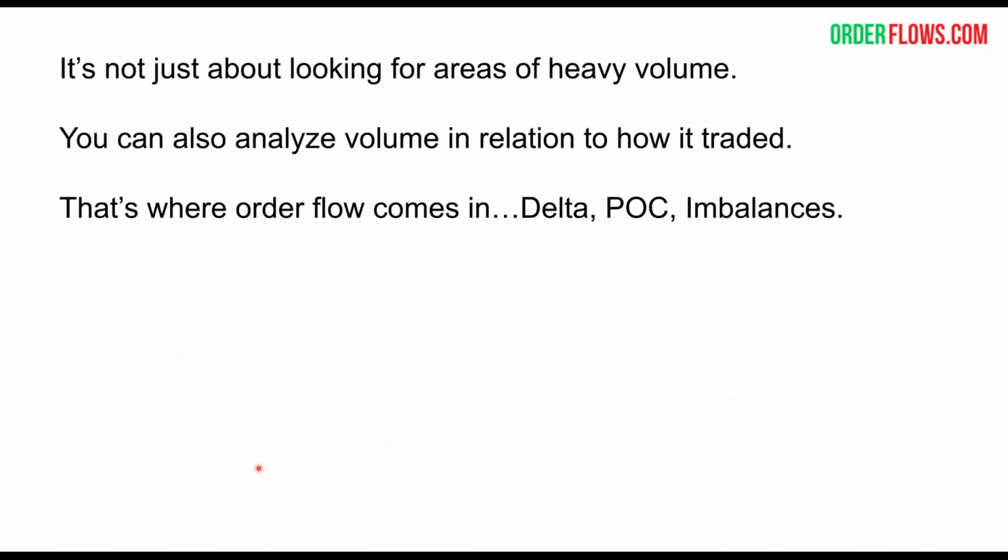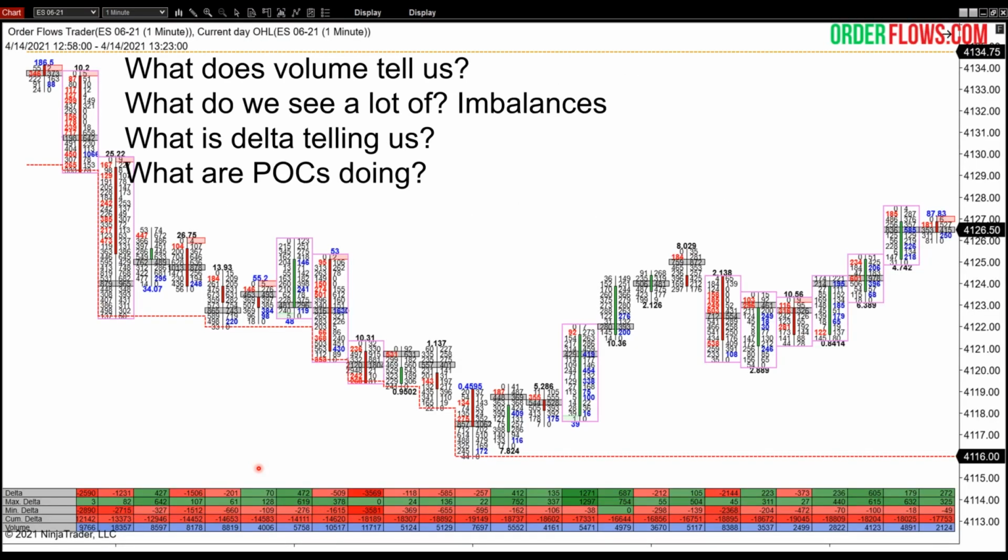You can analyze volume in relation to how it's traded. That's where the order flow comes in, the delta, the point of control and imbalances. I mean, it's one thing to see, oh yeah, there's heavy volume at this price. That's important, I can trade around that. But you don't always get those crystal clear examples, right? That's why you've got to look at the order flow, right?